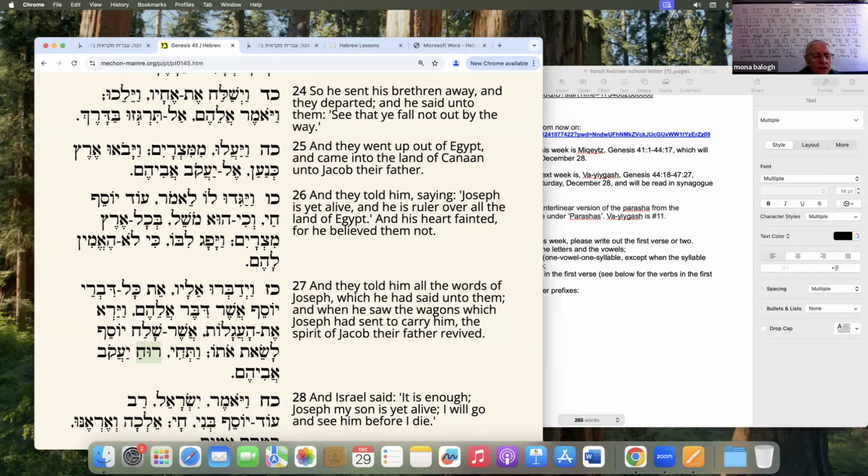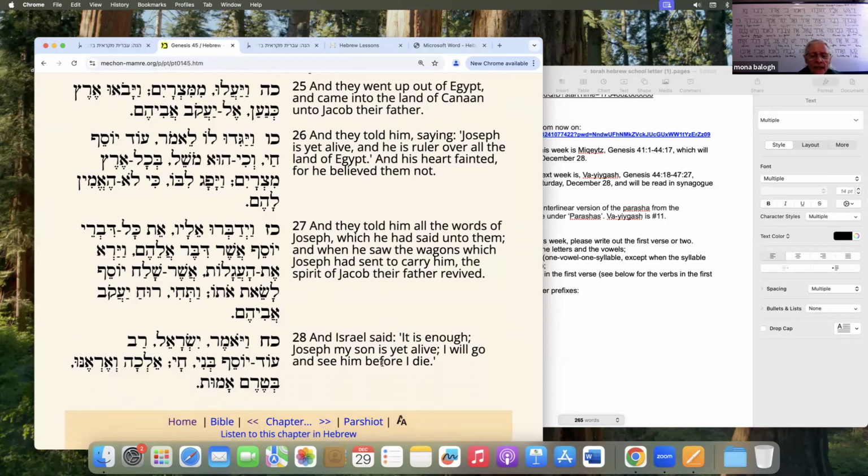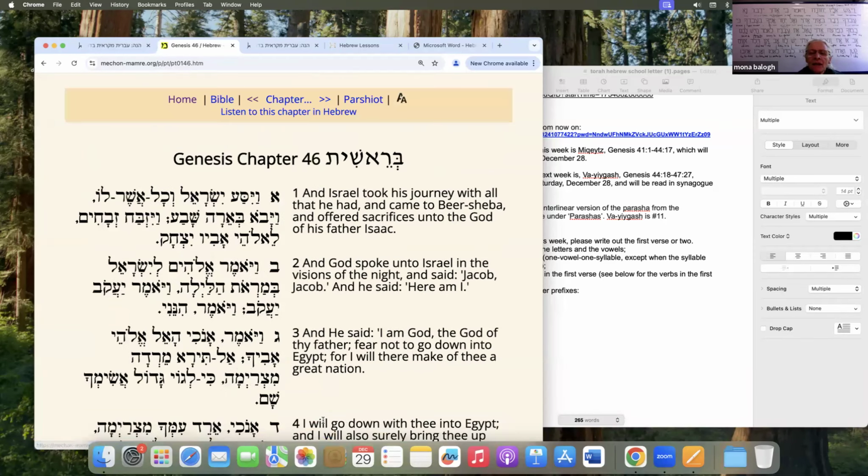And Israel said, it is enough. Joseph, my son, is yet alive. I will go and see him before I die. Well, I think he lived another 17 years. Okay. He's a lot of bark and very little bite. Israel took his journey with all that he had and came to Beersheba and offered sacrifices to the God of his father Isaac. Okay, he had to go inland a little bit to Beersheba, which is where the 7 wells are, where Jacob anointed a pillar, and Isaac anointed a pillar to God himself.